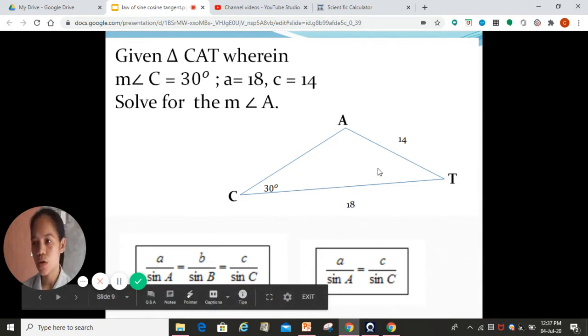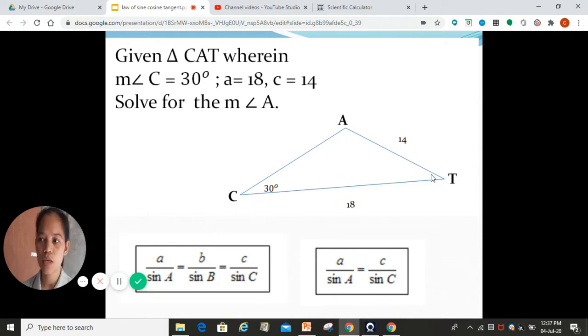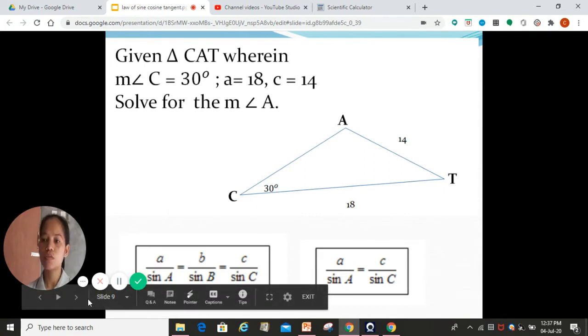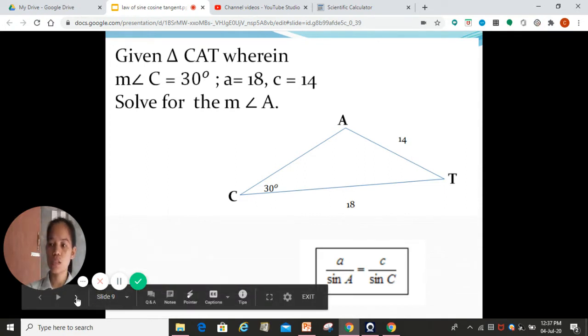And then for B over sine B, we don't need this anymore since we are not being affected by it in solving for the measurement of angle A. After knowing that, we can get rid of that. Move to the next, C over sine C. You can see that we have a given angle C, which is 30, and there is also your opposite side 14. So we can use the relationship of A over sine A equals C over sine C.